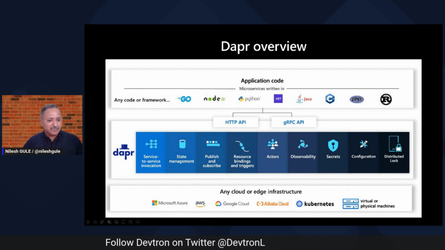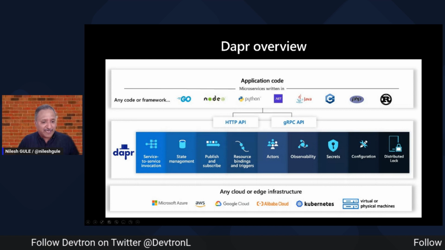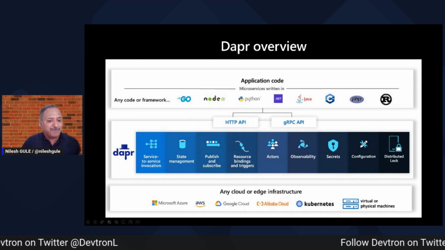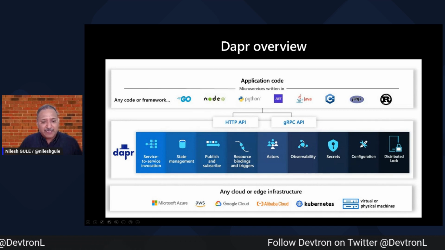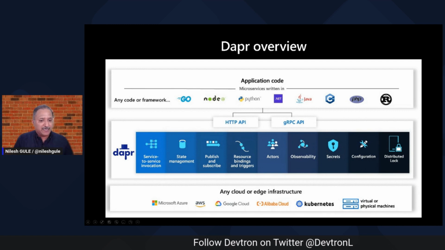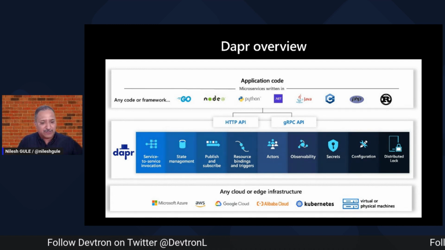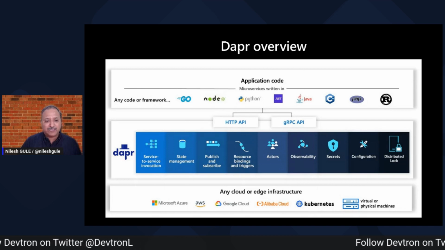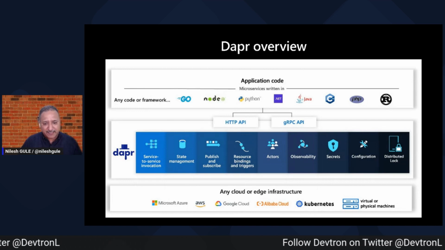doing service to service invocation. It can do state management. It can handle the pub/sub mechanism. It can provide us the resource binding when we want to do serverless processing, like the Lambda functions or Azure functions. We need those capabilities to have the bindings and the triggers.